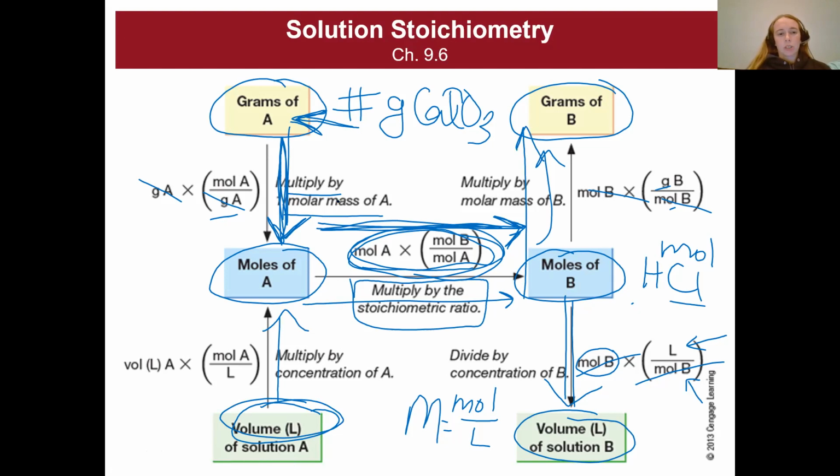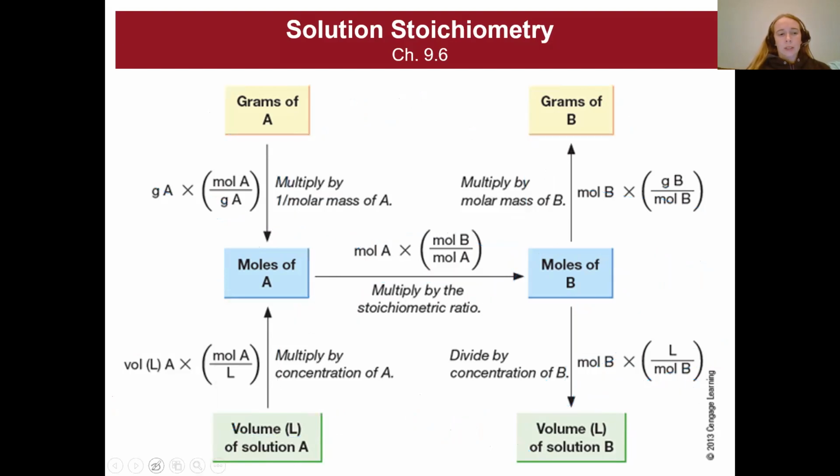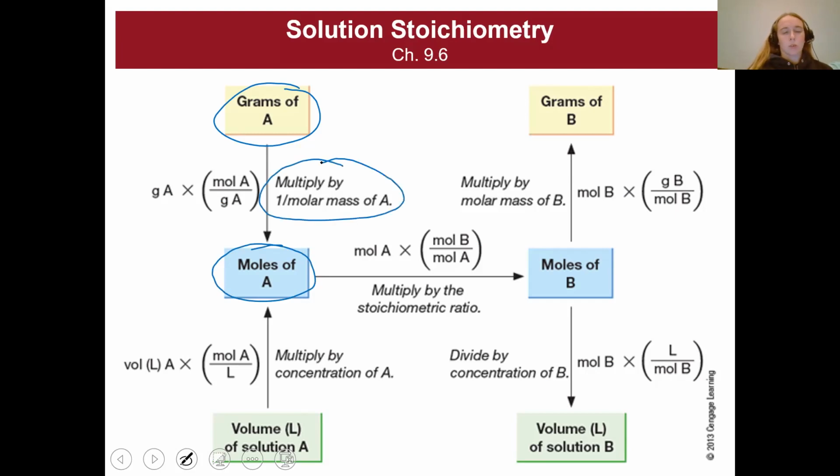So this flowchart is going to be super helpful for you. You don't need to memorize this. You just need to know these conversion factors. So if you have grams of something and you need to convert it to moles of something, you multiply by 1 over the molar mass. So molar mass is your conversion factor. If you have moles of something and you want to get grams of that something, you multiply by the molar mass. So again, molar mass is your conversion factor. You multiply here, divide over here.